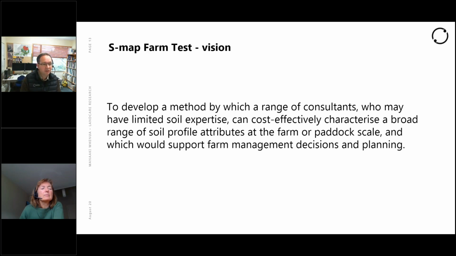So we've got a vision here which is around developing a method in which a range of consultants who may have limited soil expertise, they don't have to be a pedologist like me, but they could be able to cost effectively collect samples and characterize a broad range of those soil profile attributes, those input attributes I talked about, at that farm or paddock scale. So move to the next slide, Linda.